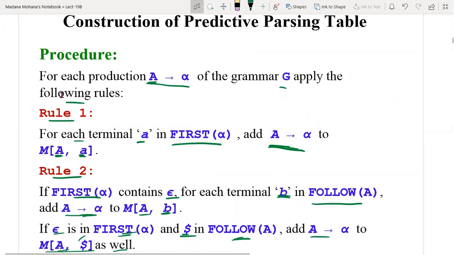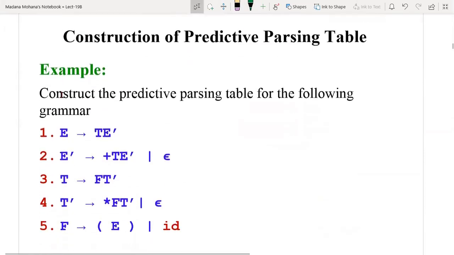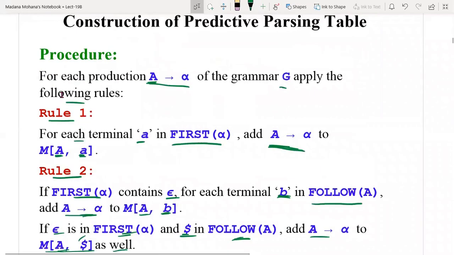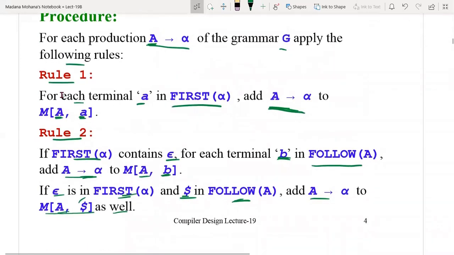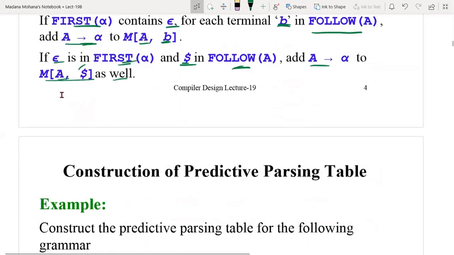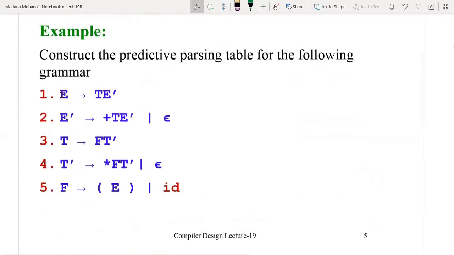Very simple. So using these two rules, now we will construct the predictive parsing table. Here in both rules you can observe that first and follow values are required. That's why without first and follow values, we can't construct a predictive parsing table. So for any given grammar, first we have to compute first and follow values, then using this algorithm, construct the predictive parsing table.